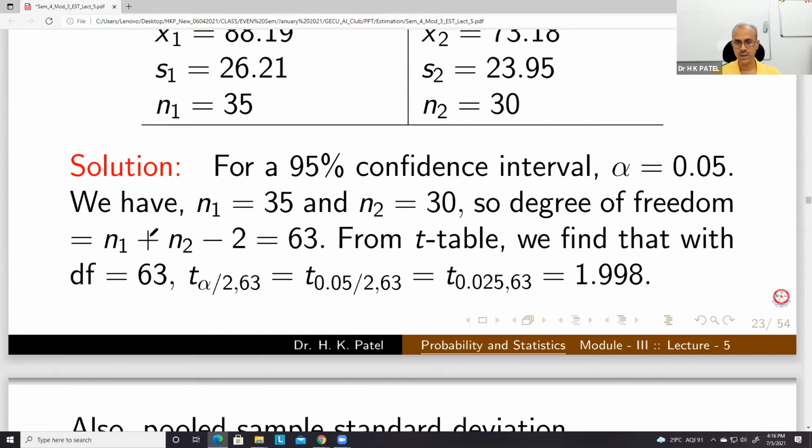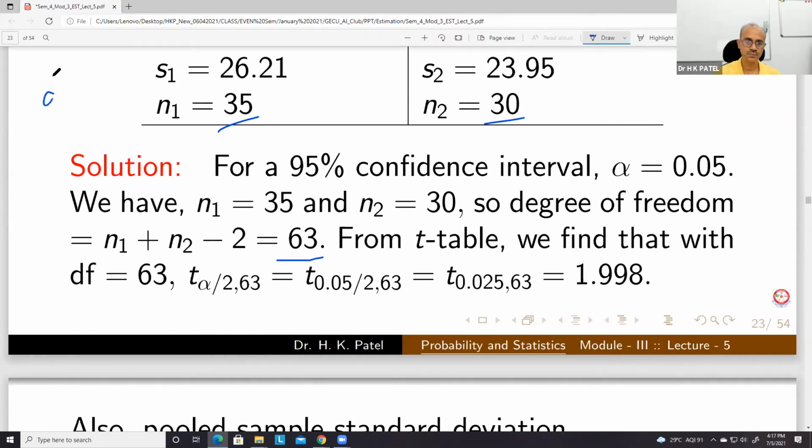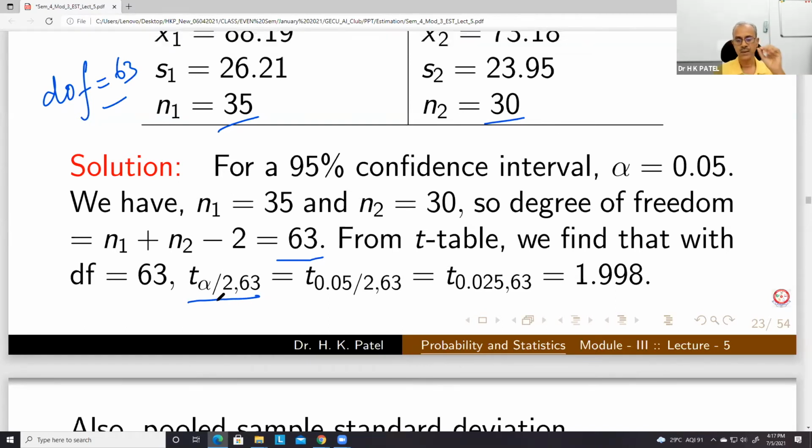So N1 is 35, you can see that. N2 is 30, so this is 65, and minus 2 is 63. So degree of freedom here is 63. For this degree of freedom, you just find the value T alpha by 2, 63. And again, like Z alpha by 2, this value is the number such that the area in the right is alpha by 2.